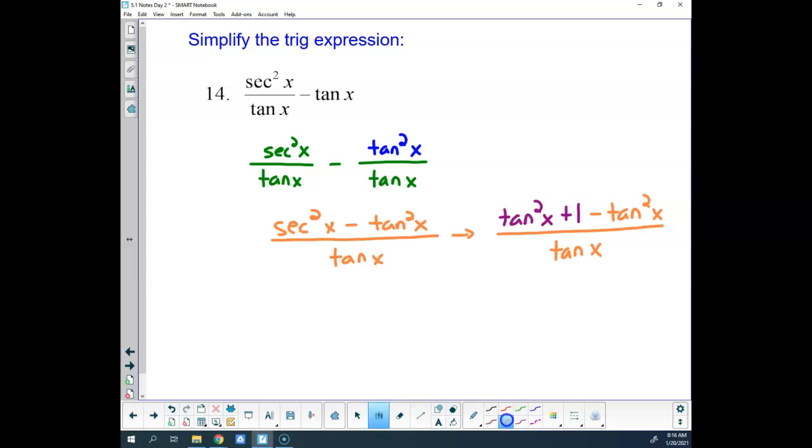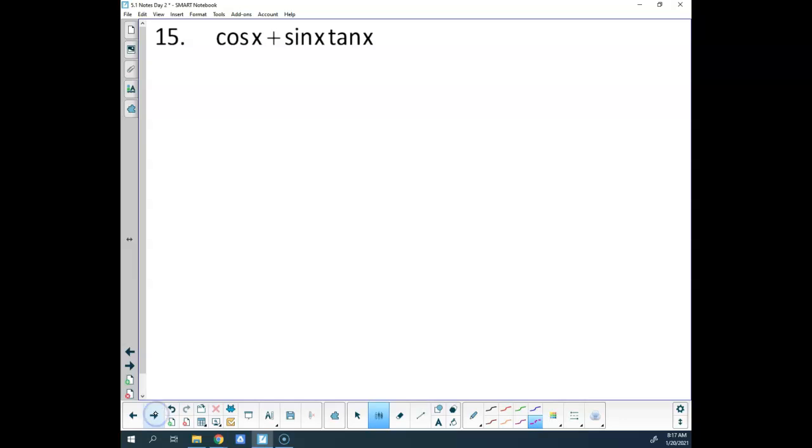Numerator simplifies to be 1. Okay? And what is 1 over tangent of x? Cotangent. Love it. Okay? You try this one on your own.